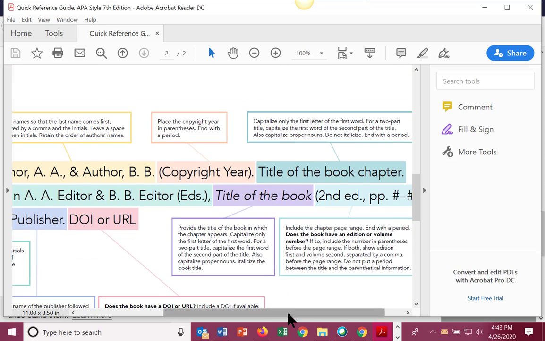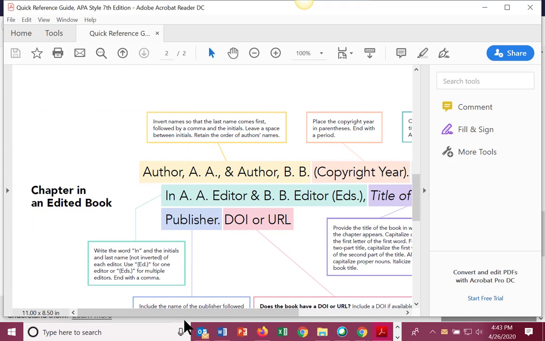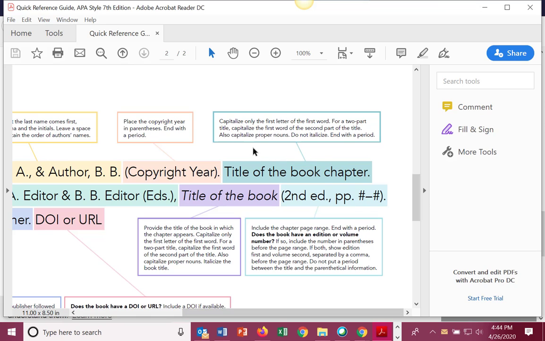Underneath, this is one of the other ones you'll need, an edited chapter in a book. This can get confusing, but most of it is the same as the book. You invert names of the author, of the creator of the chapter, last name, comma, followed by initials. Year of copyright, that's the same as a book. Then you put the title of the book chapter. And again, this is in sentence case, so capitalize the first word of it, and then anything after a colon.